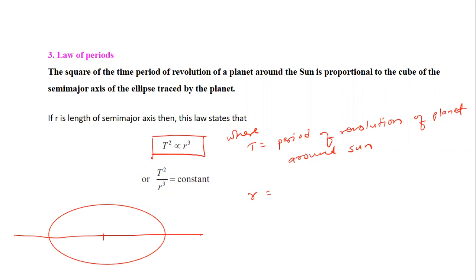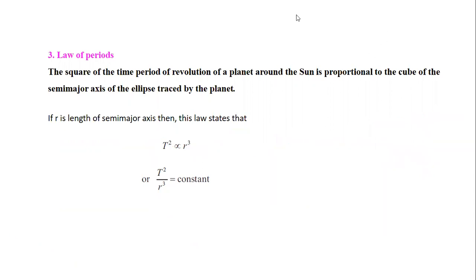So r is the semi major axis of the ellipse. Then you can remember this statement: T square, means square of T, means period of revolution, is directly proportional to cube of r, means semi major axis of elliptical path. So if you remember this mathematical equation, you can remember the law of periods.